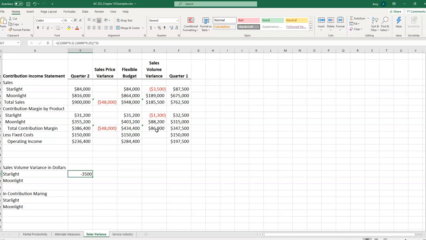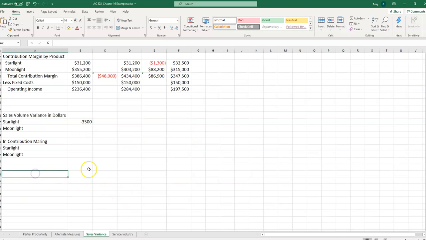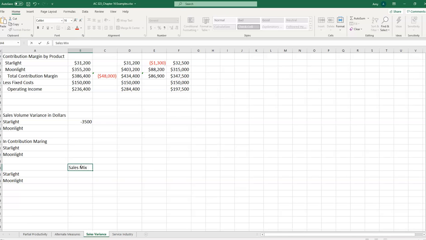Let's look at instead our sales mix variance. So if we have a sales variance, Starlight, Moonlight, we're going to have the sales mix variance, sales quantity variance, and the sales volume variance.